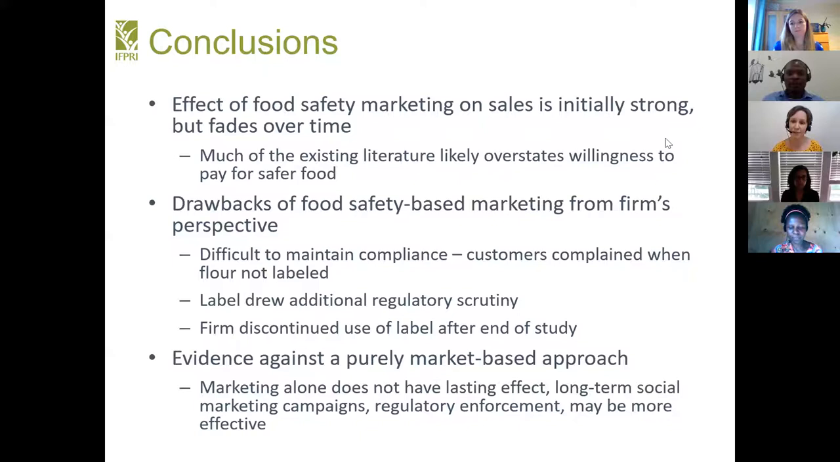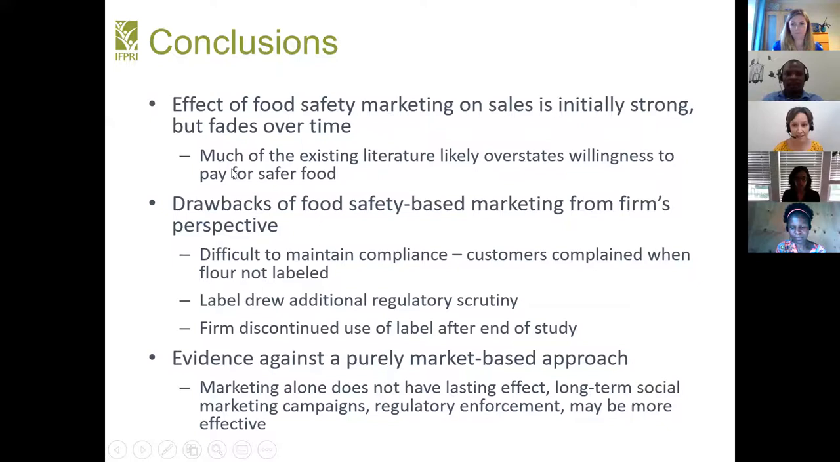This labeling also drew increased regulatory scrutiny from the government, and we were able to show records of this new testing program, and it worked out for the firm, but it was something that made them quite nervous. And in the end, they discontinued their labeling after the end of the study period.